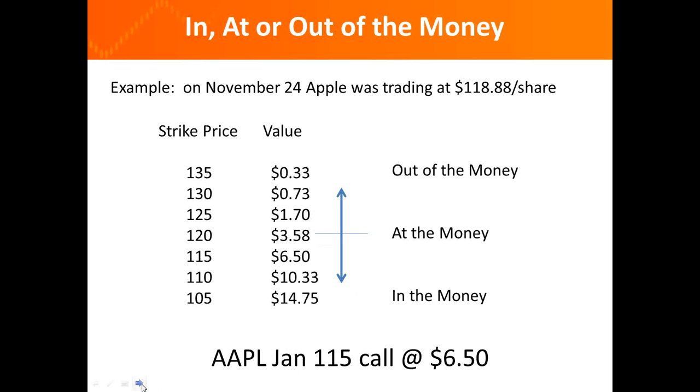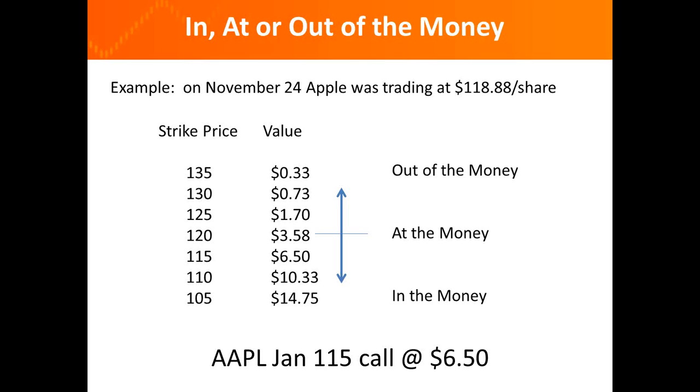Now, to go a little further, currently this is the value of the different strike prices for the Apple stock. At 120, or at the money, the premium is going to be $3.58. Now, if you start going out of the money, the only value it's going to have is time value. The further out of the money you have, the less value it will have, because the probability of it getting to the point where it's at $135 is pretty small. Therefore, the value of this is pretty small.